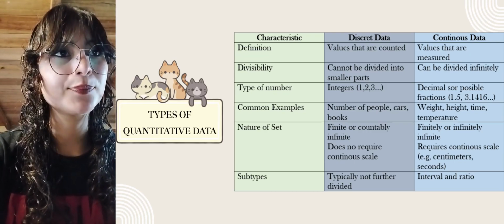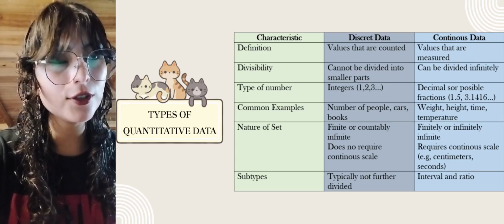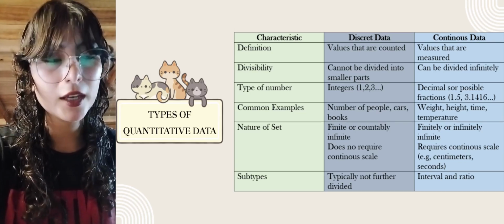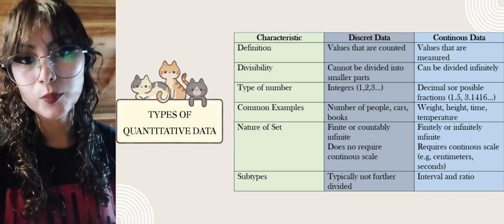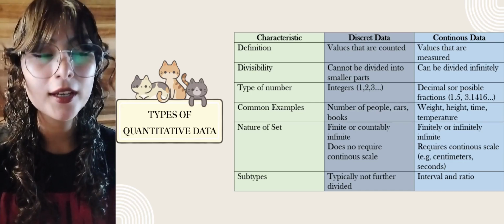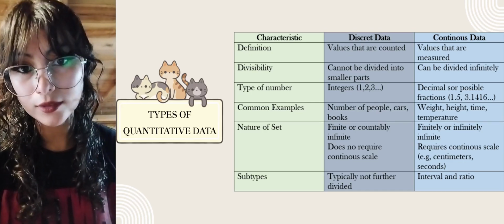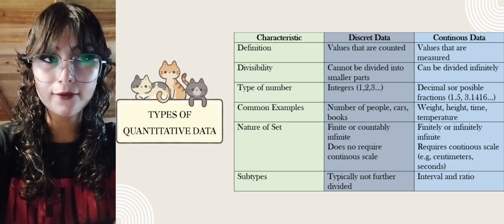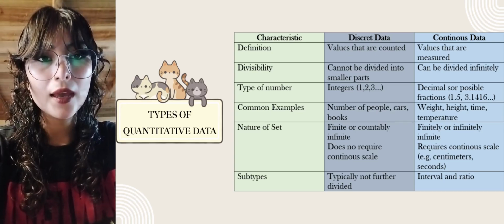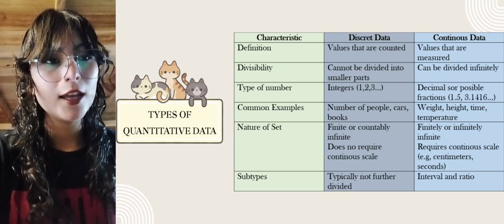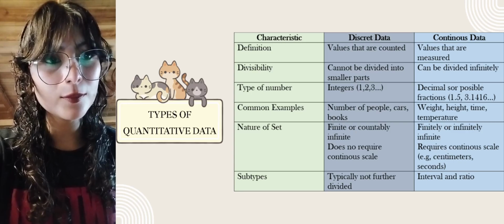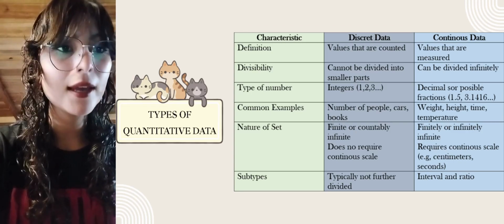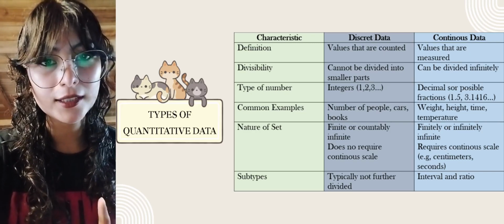Well, in discrete data, as a definition, we have values that are counted. Divisibility: cannot be divided into smaller parts. Type of number: integers, 1, 2, 3. Common examples: number of people, cars, books. Nature of set: finite or countably infinite. Does not require a continuous scale, typically not divisible.